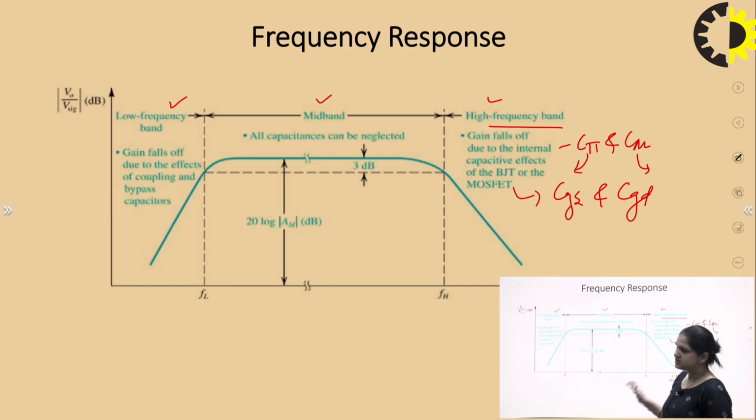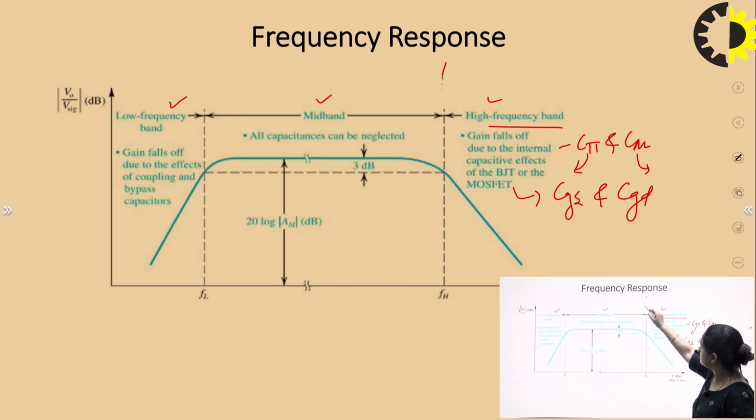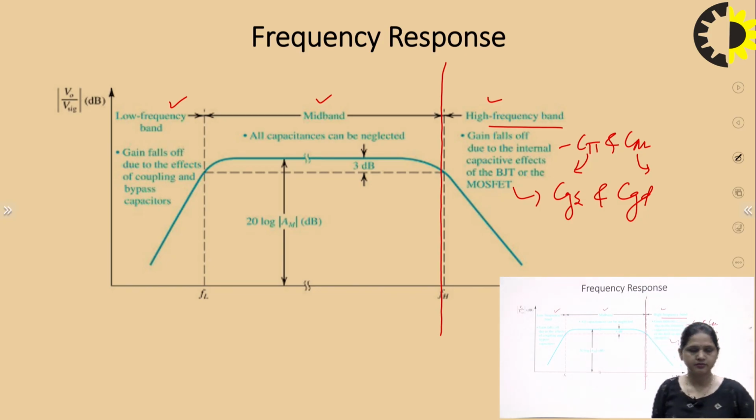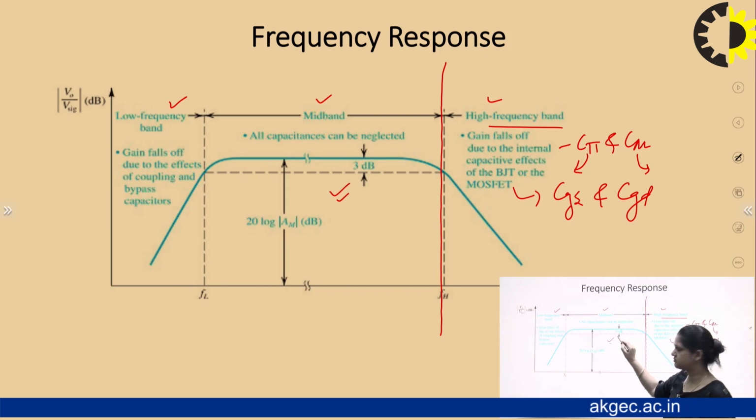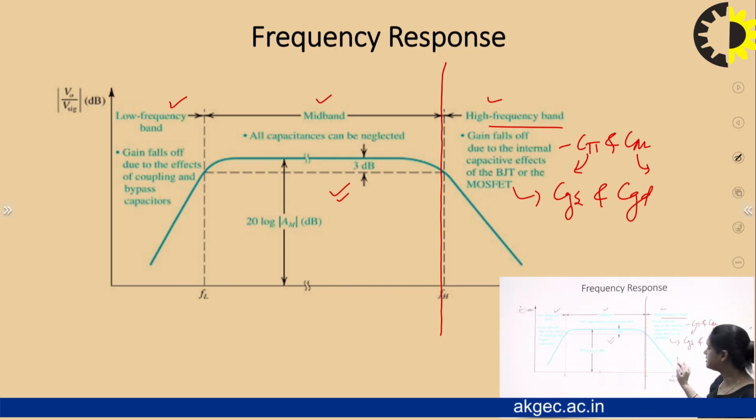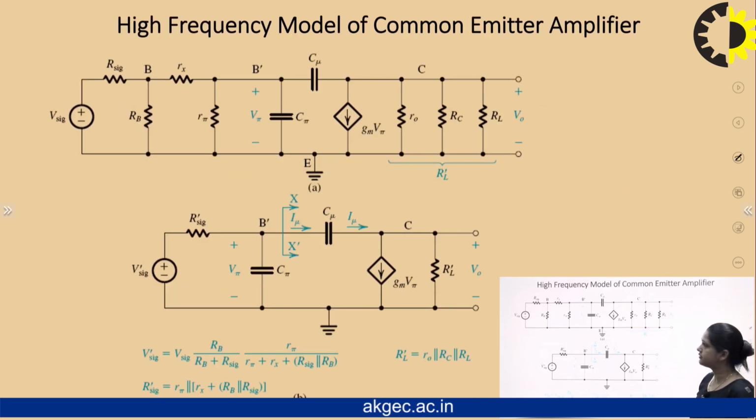So this frequency response is applicable to any configuration of amplifier. Now in this lecture we will discuss only this part. We are focusing on the high frequency response of common emitter amplifier. So the configuration is common emitter amplifier and we will see the high frequency response only. In your unit 1 you have to study the mid band analysis. This is the topic of unit 2, high frequency response of common emitter amplifier.